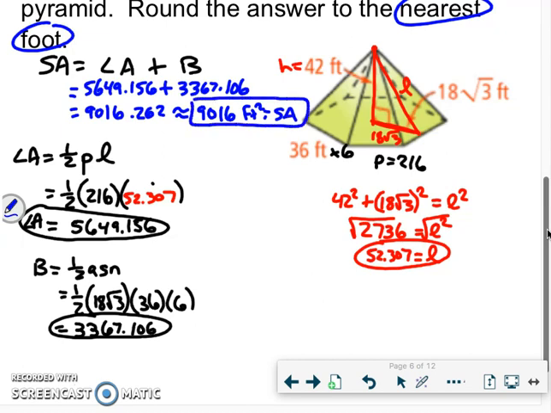So that's going to be everything you need to know about pyramids. If you don't know the slanted height, you have to use the Pythagorean Theorem to get it. Otherwise, it's LA plus B, and where that LA is 1/2 times the perimeter times that slanted height.